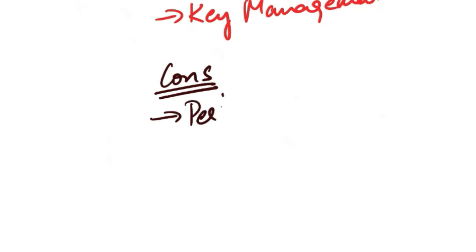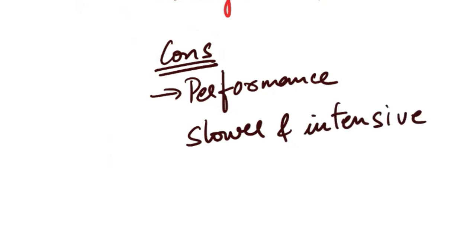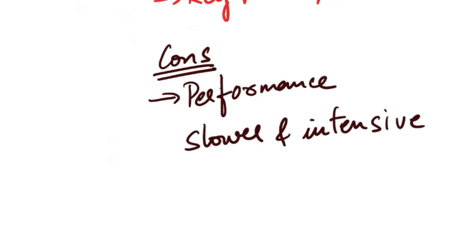First one is performance. Asymmetric cryptography tends to be slower and computationally more intensive than symmetric cryptography. The use of large key sizes and complex mathematical operations contributes to increased computational overhead and slower processing speeds.